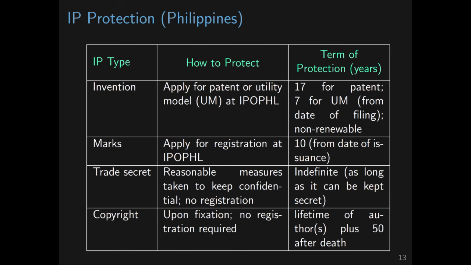applicable. So the length of the copyright protection is the lifetime of the author or the last surviving author if it's a group of authors that created the work, plus 50 years after the death of the author or the last surviving member of the group of authors. So that's intellectual property protection.